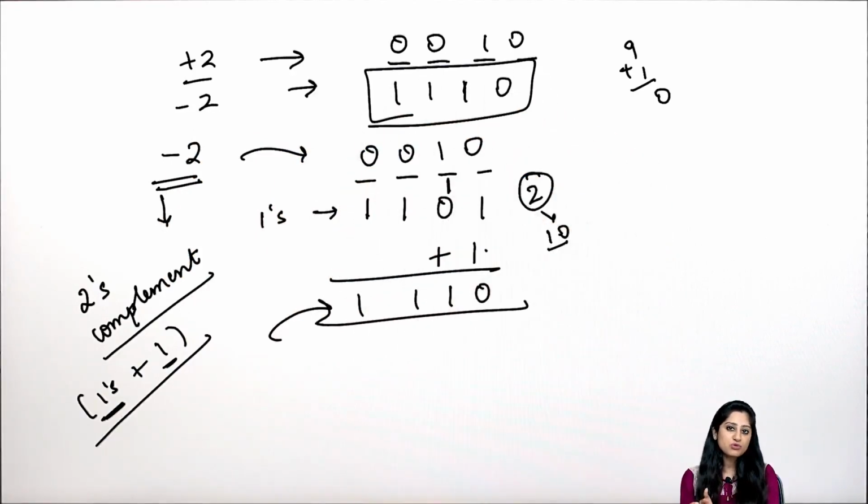Why are we even talking about 2's complement form? Because 2's complement form is the actual form in which binary numbers are being stored in the system. This is how they are stored in the system deep down. So I hope that this is clear.